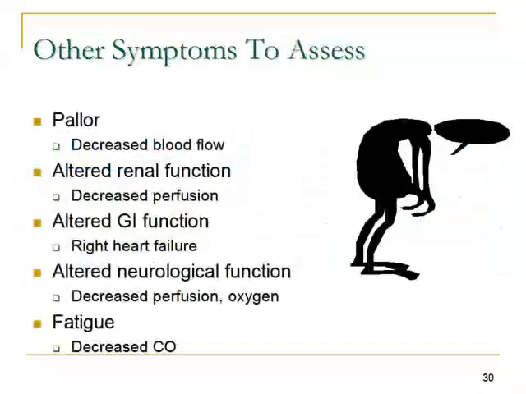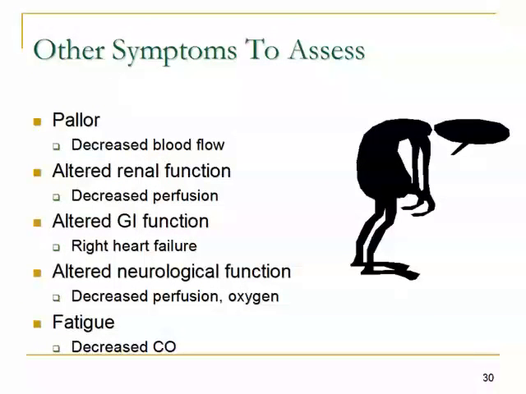Other symptoms to assess on our cardiac patients would be if they're pale, indicating decreased blood flow, or if they have altered renal function and poor I&O balance. It could be that there's a problem with the renin-angiotensin system due to decreased renal blood flow, and it's throwing off their I&O.